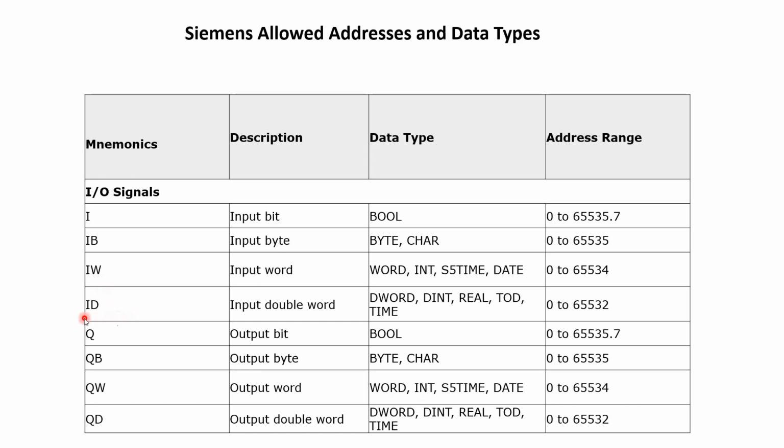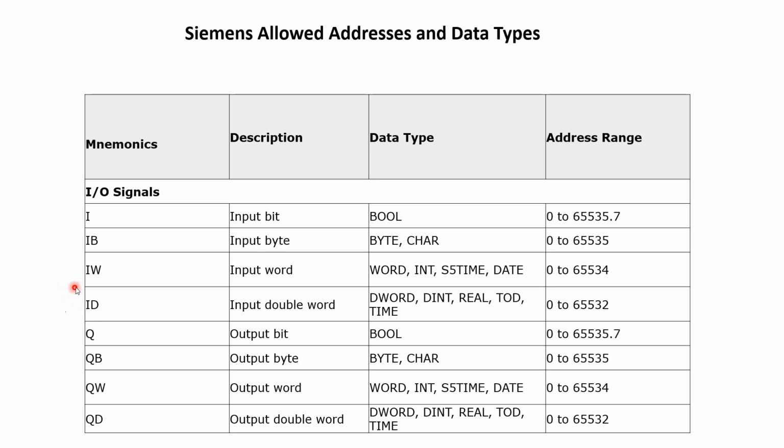ID is an input double word. It can be a double word, double integer, real, time of the day, time. This is the range. So if I wanted to address a 32-bit card to check its status, I will use that address. I will give it an address ID 0. This will talk to the whole 32-bit card.